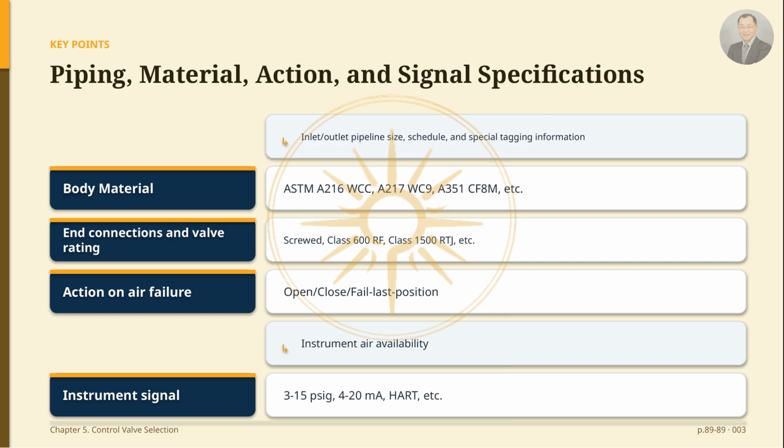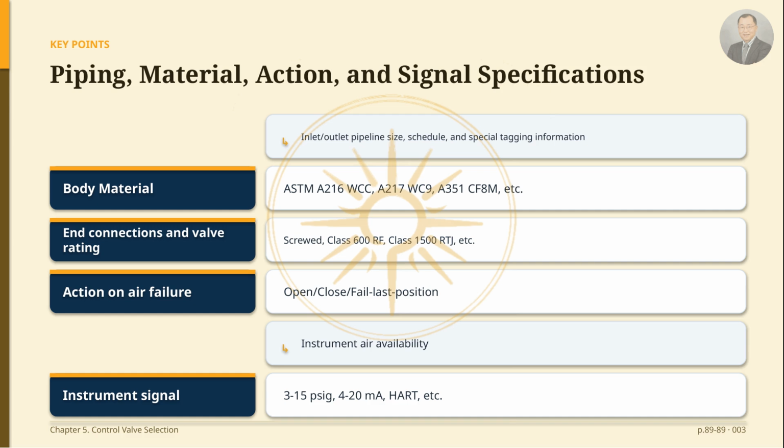Now, I would like to introduce the specifications regarding piping, materials, operation methods, and signals. Specify the size and schedule of the inlet and outlet pipelines, and provide any required special tagging information. The valve body material is designated by standards, such as ASTM A216 grade WCC, A217 grade WC9, or A351 CF8M. End connections and valve ratings are detailed in forms such as screwed, Class 600 RF flanged, or Class 1500 RTJ flanges.